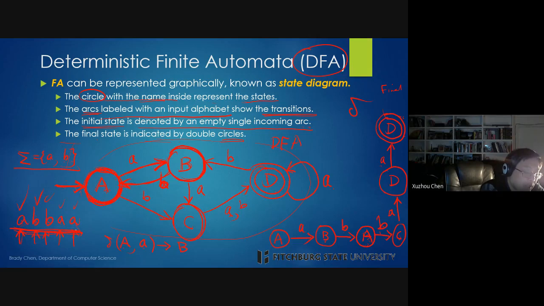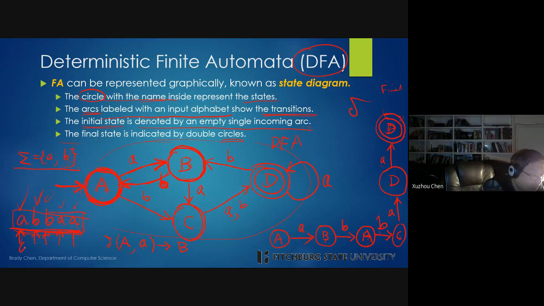So that machine is going to accept that string, right? Because A, B, C, D starts from A. Eventually, we move to D at the very end, which is the accepting or final state. So this machine is going to accept this string. Okay.